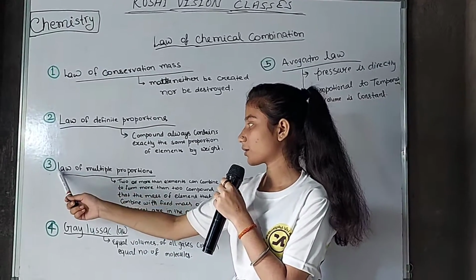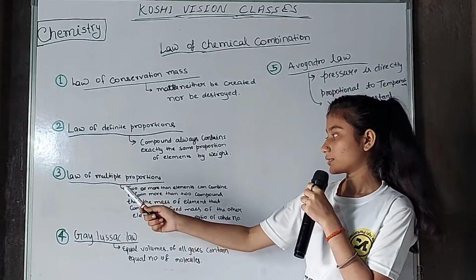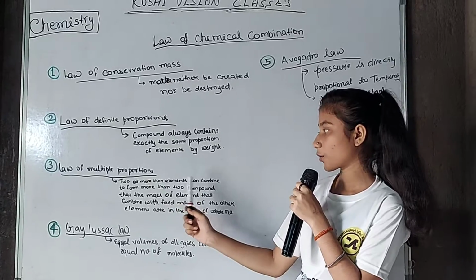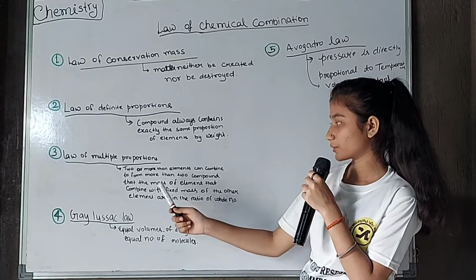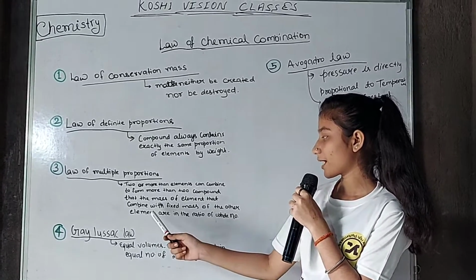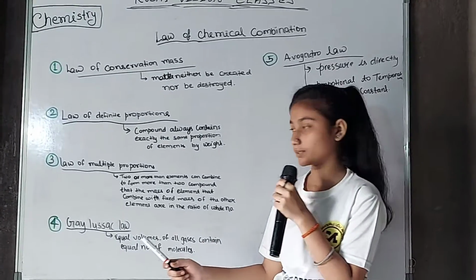Then the third law is the law of multiple proportions. This law says that two or more elements can combine to form more than one compound, and that the masses of one element that combine with a fixed mass of the other element are in the ratio of whole numbers.